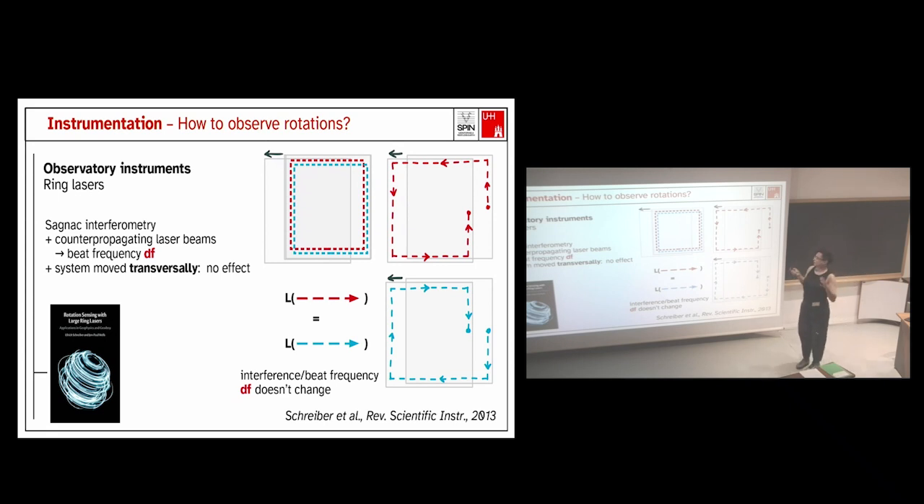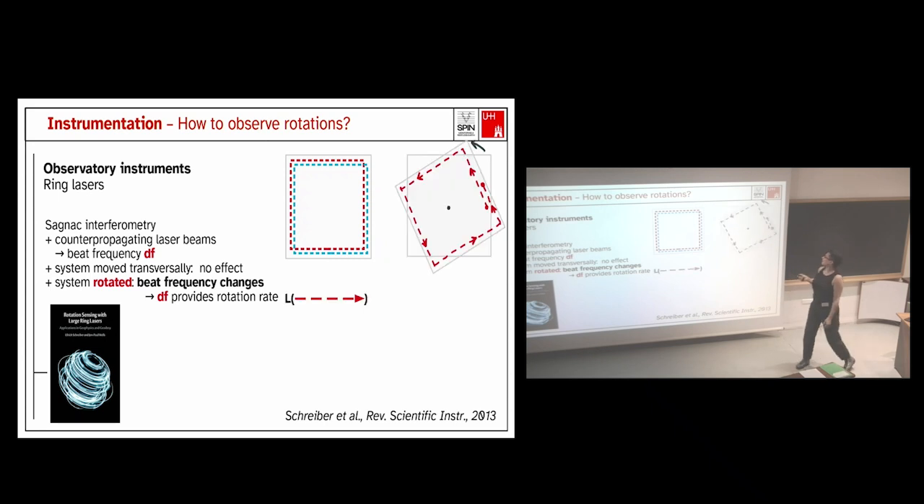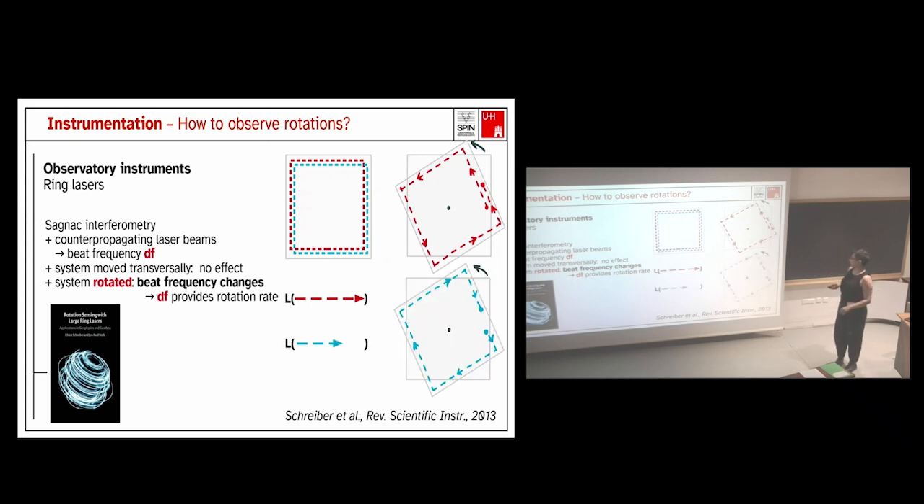Then what happens if you take this whole system and rotate it a bit? The laser going in one direction basically has to catch up with the fact that the mirrors have moved away from it. So it has to travel a slightly longer path than it did in the original situation, and the beam going in the other direction has the opposite effect. The mirrors are moving towards it, so it has a slightly shorter path to cover to get back to its original point.